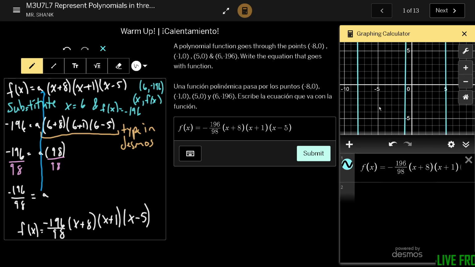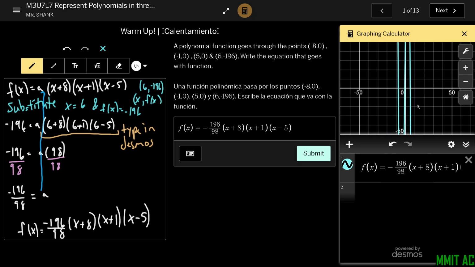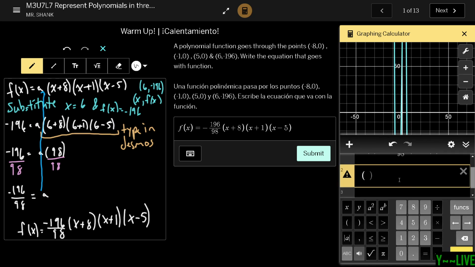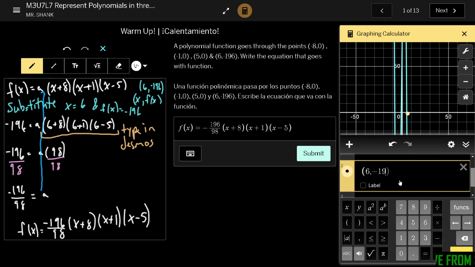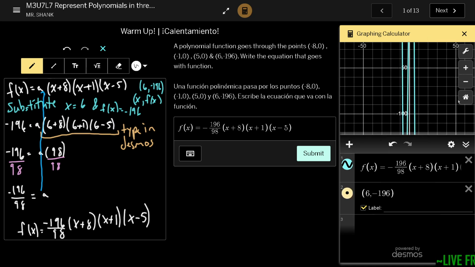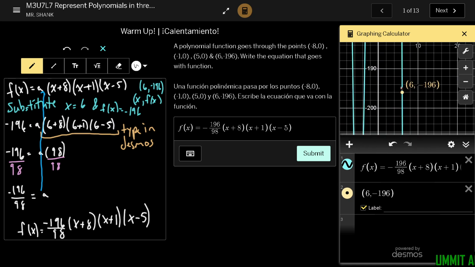So graph it out. It's going to have this crazy looking graph, but mainly what we're going to look at is, hey, does it go through that extra point? And so what I can do is I can graph out 6 comma negative 196. I can label it so that way I can find it a little bit easier. But I have to make sure that my graph goes through that point.